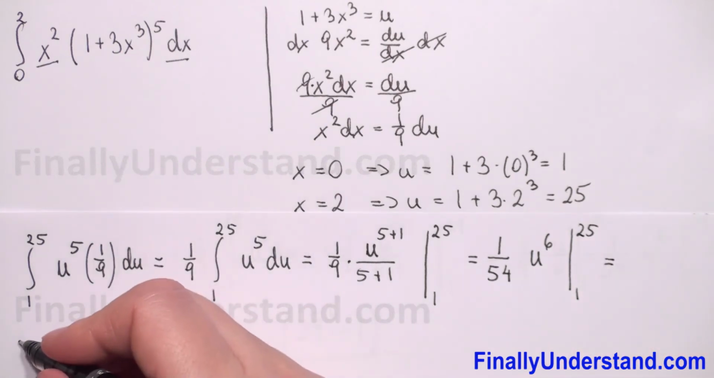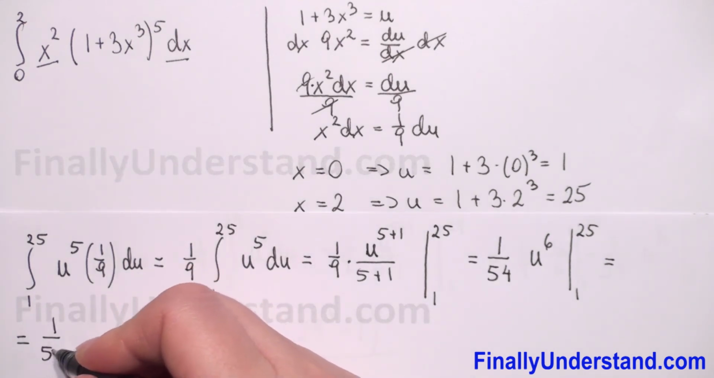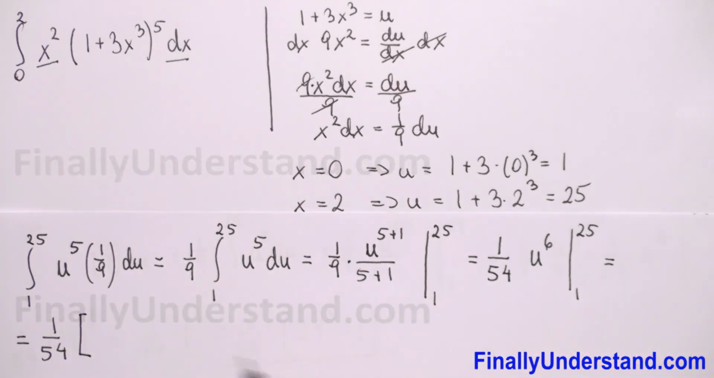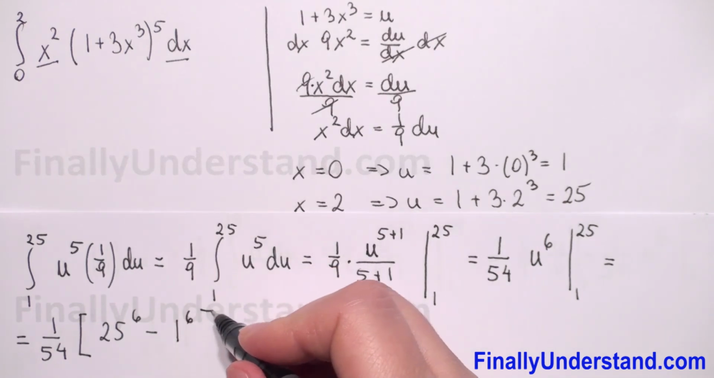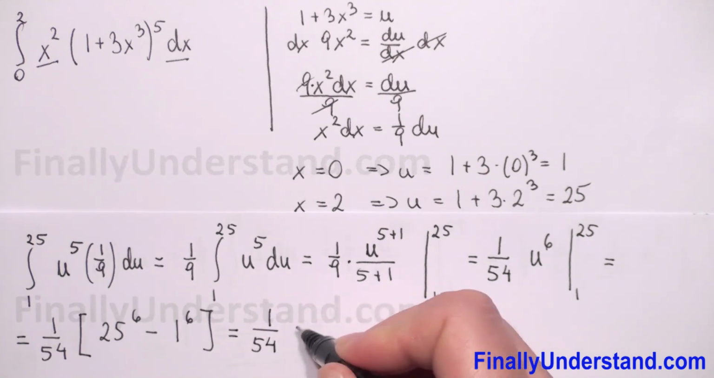This is equal to, now we have to plug in first the upper limit. It means we have to replace u by 25. 1 over 54 we have to copy. We can open brackets, and first we plug the upper limit. So we have 25 to the power 6, minus, and we have to subtract the lower limit, so now we have to plug 1 instead of u. So we have 1 to the power 6, close the brackets.